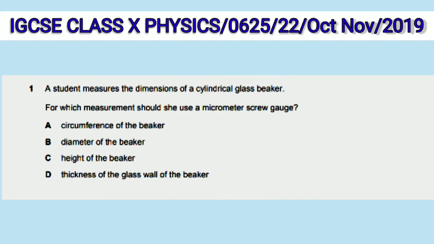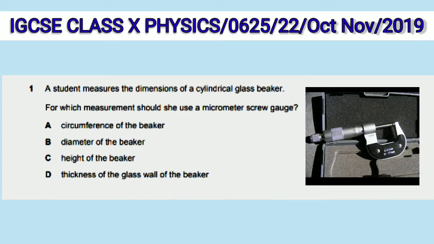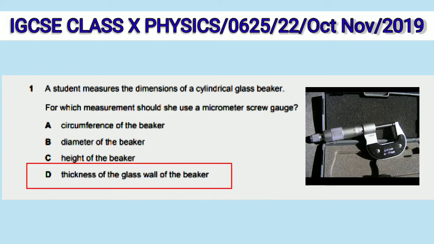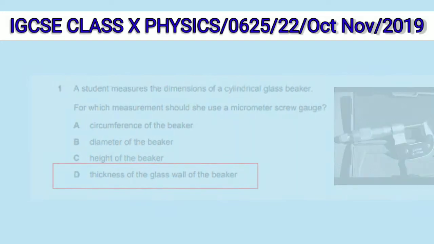For which measurement should she use a micrometer screw gauge? Circumference of the beaker, diameter of the beaker, height of the beaker, thickness of the glass wall of the beaker. A micrometer screw gauge is used to measure the thickness of a sheet or the diameter of a wire, or you can say very small lengths or thickness. So here it can be used to measure the thickness of the glass wall of the beaker. So the correct answer is option D.